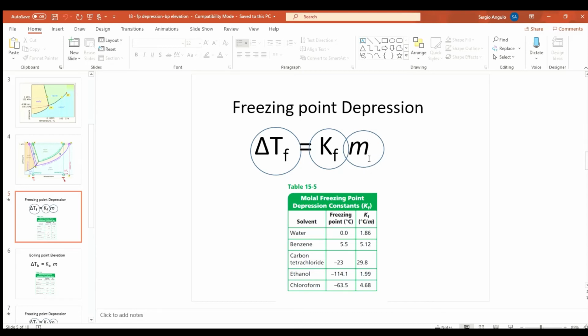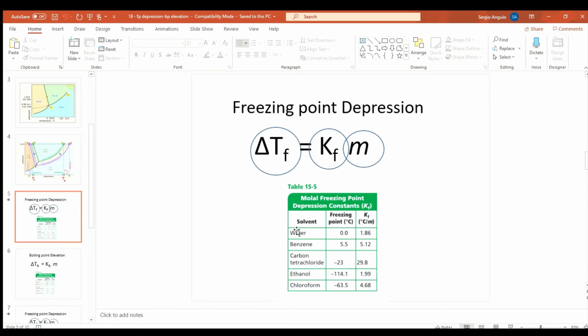All right, so normally there should be a little bit more of a tail on here, but Microsoft Word didn't have the little tail, so I just used lowercase m. Right? So in order to figure out how much the freezing point drops, you have to take the molality of the solution and multiply it by this thing called the molal freezing point depression constant. And every different substance, every different solvent, I should say, has a different KF.